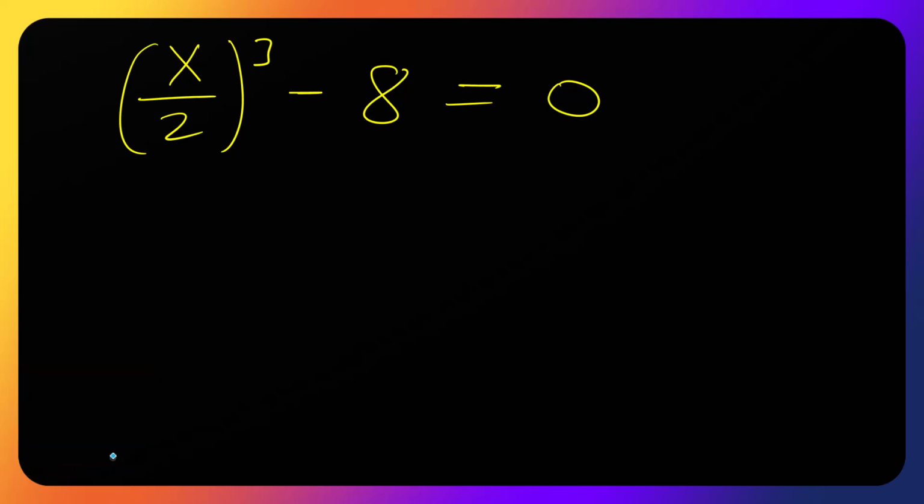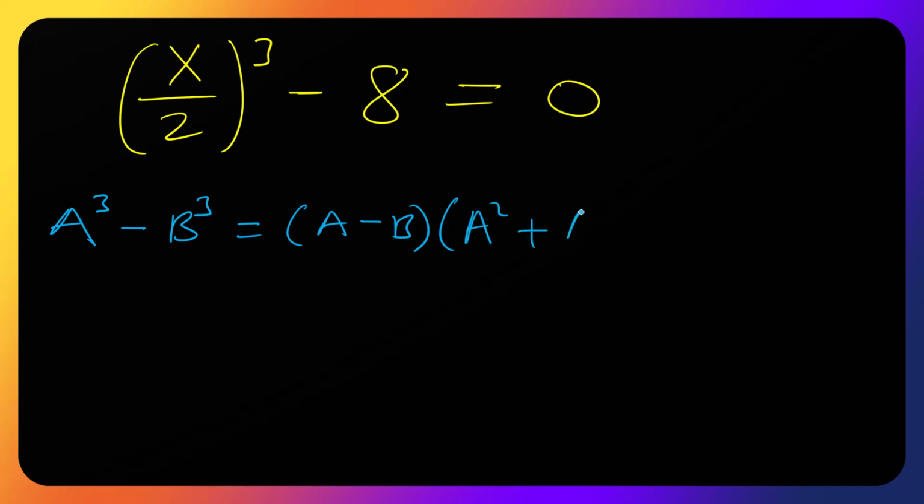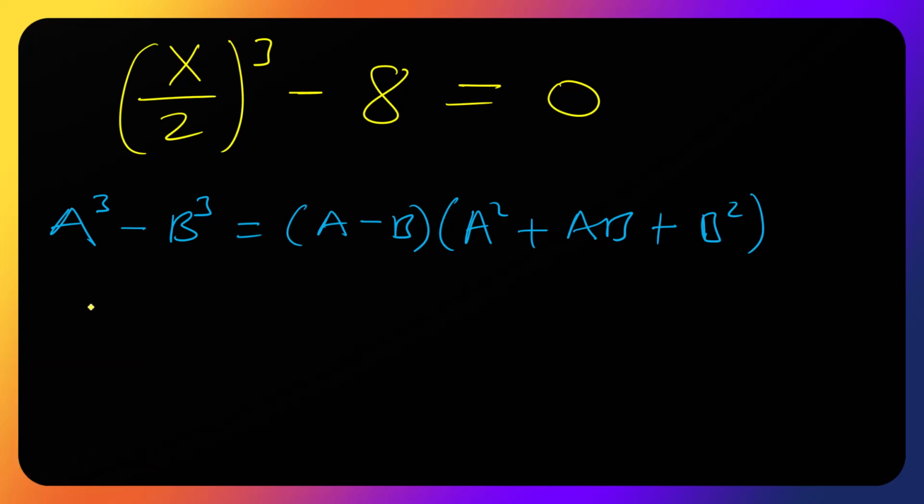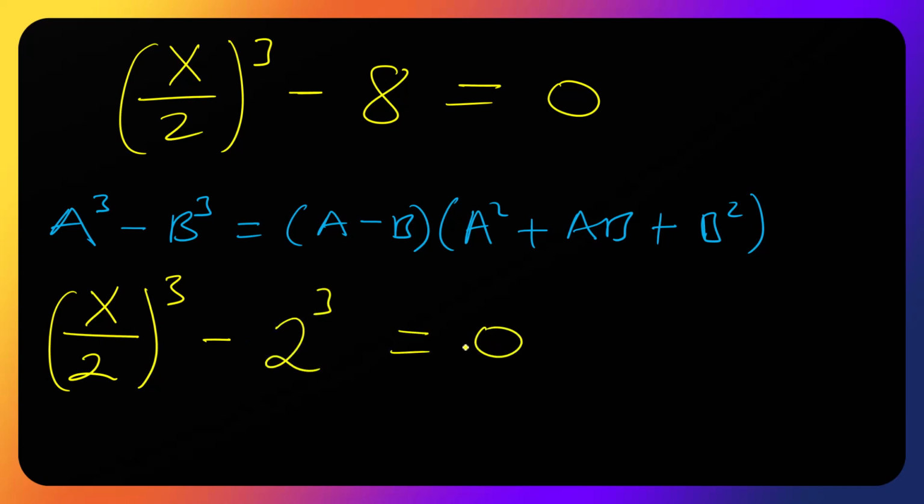Now let's go back to difference of cubes. a cube minus b cube is simply (a minus b) times (a squared plus the product of a and b plus b squared). Now let's change this one. Okay, (x/2) minus 2 to the power of 3 equals 0.